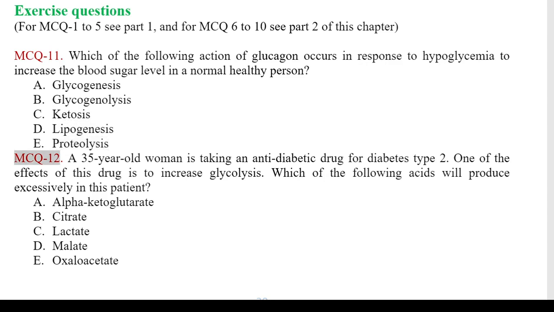MCQ 12. A 35-year-old woman is taking an anti-diabetic drug for diabetes type 2. One of the effects of this drug is to increase glycolysis. Which of the following acids will be produced excessively in this patient? Alpha-ketoglutarate, citrate, lactate, malate, oxaloacetate.